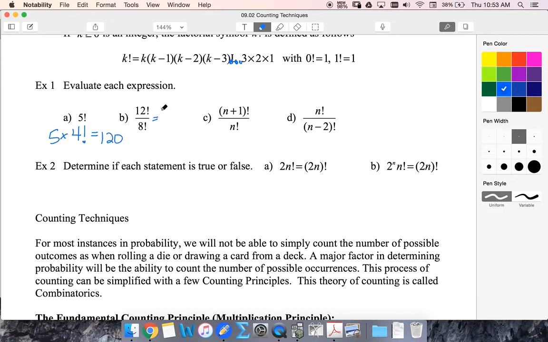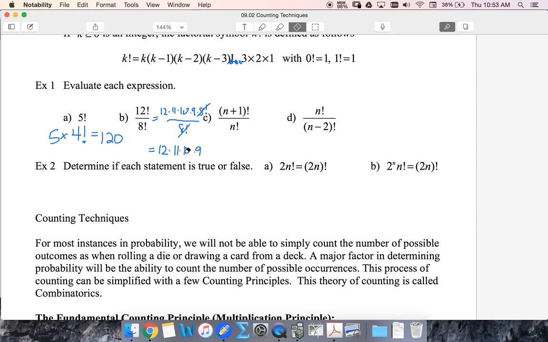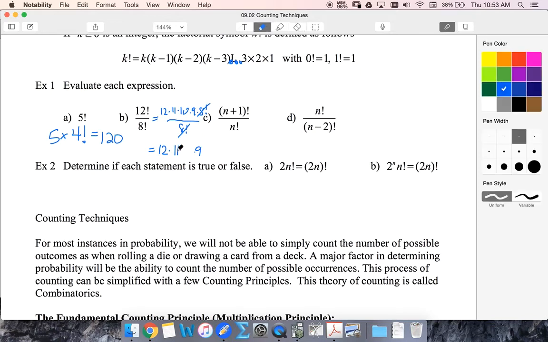12 factorial, that's 12 times 11 times 10 times 9 times 8, 7, 6, 5, 4, 3, 2, 1, which is 8 factorial. Divide by 8 factorial, those cancel. And I can just leave my answer as 12 times 11 times 10 times 9. I don't actually need to put that in my calculator. And in fact, it's a lot easier for the person grading, hint, hint, if you leave it like this.